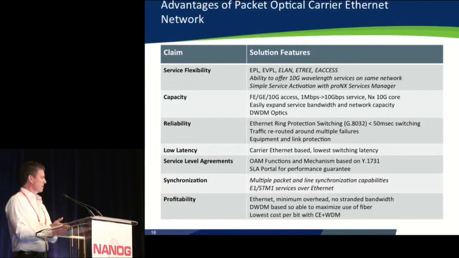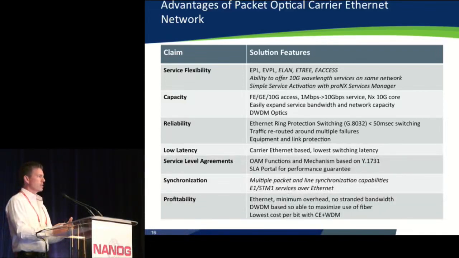So advantages of the packet optical carrier network, carrier Ethernet network: flexibility. The ability to offer 10 gig wavelength services on the same network is a huge benefit. There's simple service activation as well, which is part of the network management system. And the capacity of the network is also easily expanded if you have a DWDM network in place, which we're going to go through next.